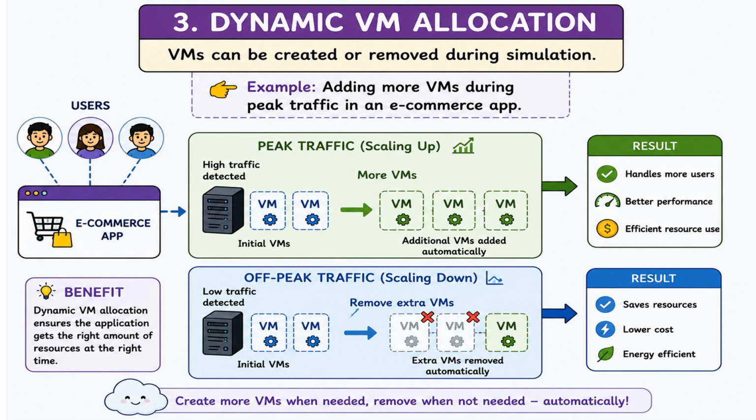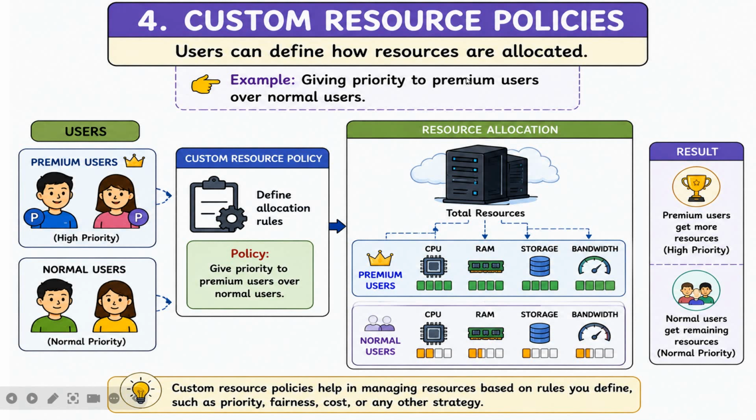Then next comes the custom resource policies. Here you can see how the cloud resources such as the CPU, RAM, storage, and bandwidth can be allocated according to user-defined rules and priorities. On the left-hand side, you can see users are divided into two groups, that is premium users and normal users. Premium users are given higher priority while normal users receive standard priority.